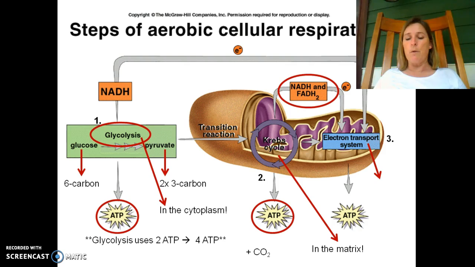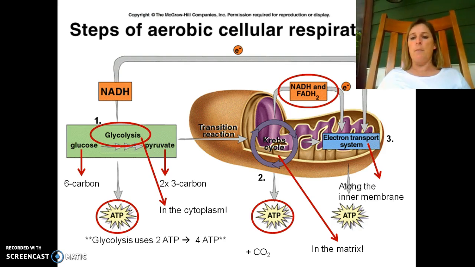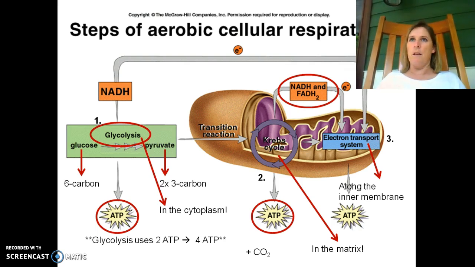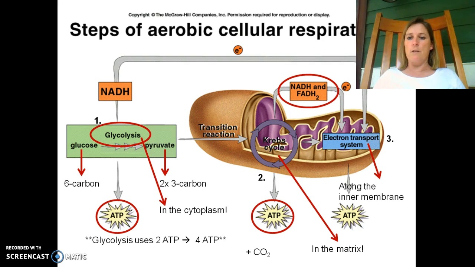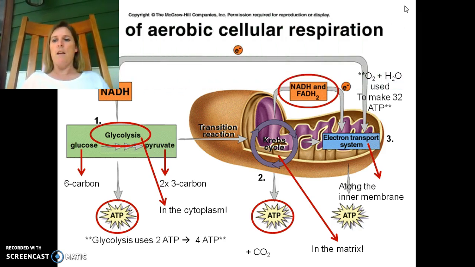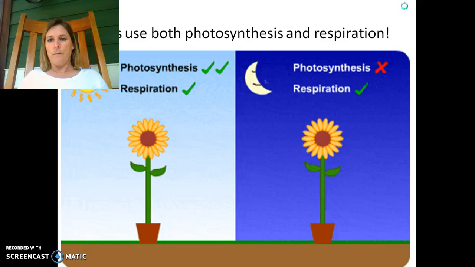The electron transport system takes place along the inner membrane of the mitochondria. It's that very convoluted inner membrane that makes up the cristae. It gives a lot of surface area for plenty of electron transport to occur, and it's going to use oxygen and water, and it's going to make 32 ATP.